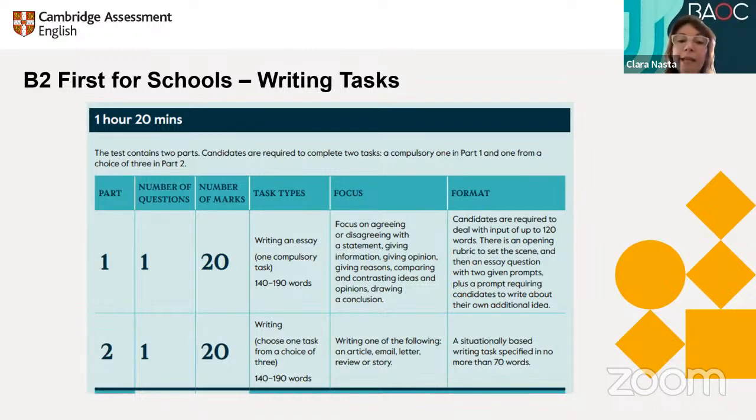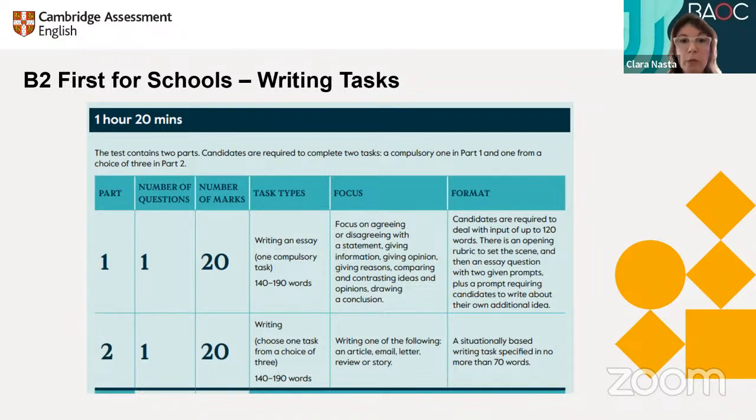And in part 2, they are faced with different options. They can choose to write an article, an email or letter, a review, or a story, especially in B2 First for Schools. Story is included as an option, right? So that is a description of the writing paper for B2.